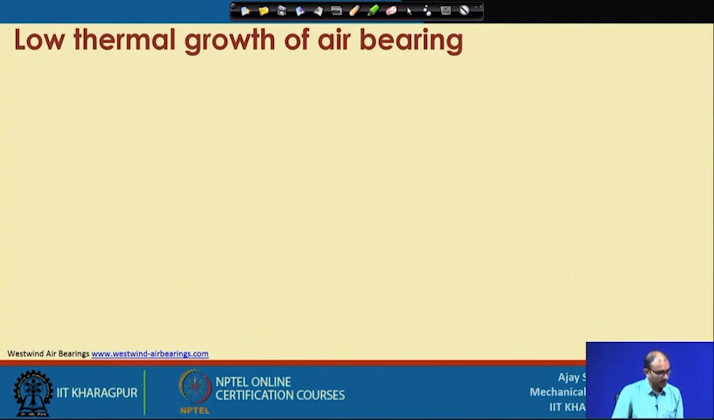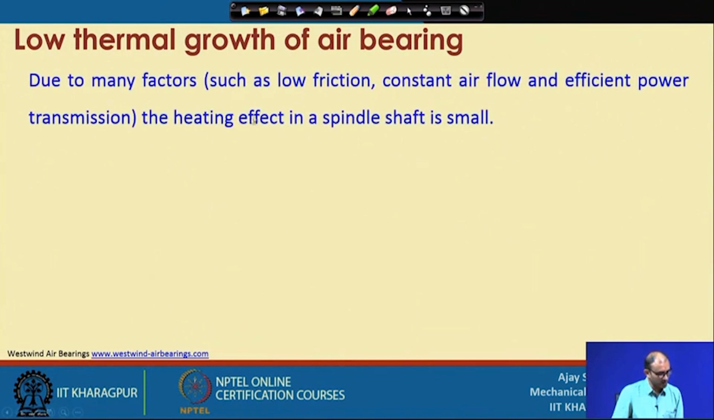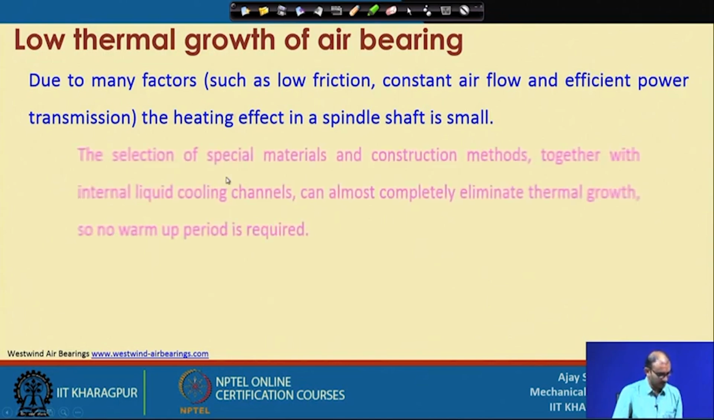So, what is happening here is that, due to many factors such as low friction, constant air flow, and efficient power transmission, the heating effect in the spindle shaft is almost small, right. We are not getting friction, so there is no question of heat generation because of friction. Constant air flow, so there is no variation in the air flow, otherwise air also creates some small scoring effect, but that is also not present. And efficient power transmission, because there is no physical contact. So, there is mostly no question of generating heat around the air bearing.